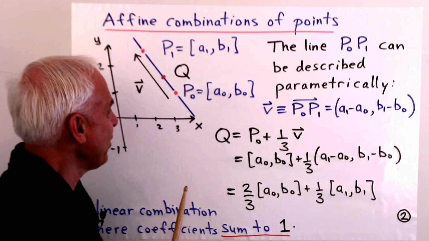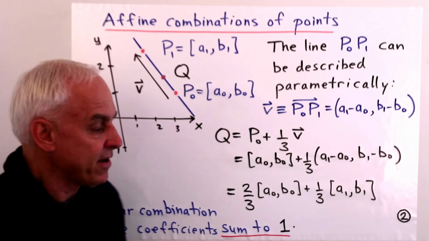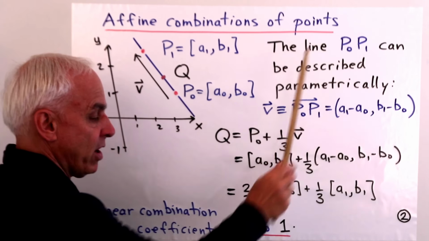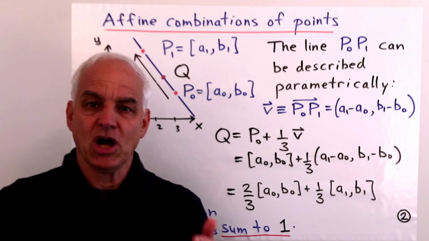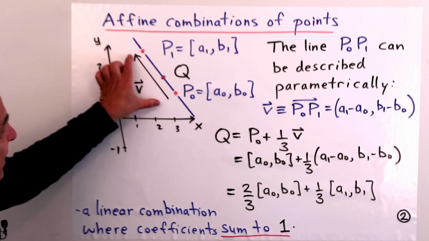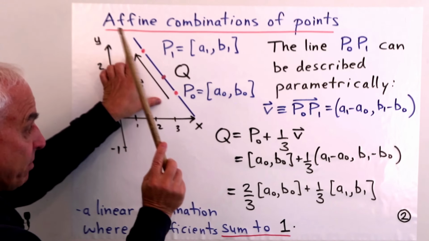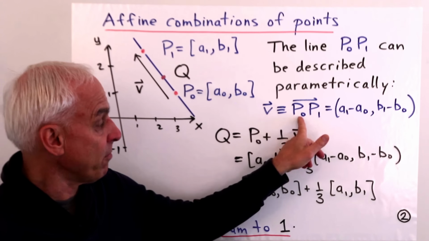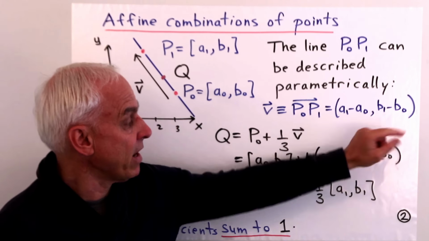So let me remind you that if you have two affine points, P0 and P1, then the line joining them, which we usually denote P0 P1, just the product like that, that line can be described parametrically by adopting a vector kind of point of view. And the critical thing is to think about the vector v that joins P0 P1. So if P0 has coordinates A0, B0, and P1 has coordinates A1, B1, then the vector v from P0 to P1 is the difference A1 minus A0, comma B1 minus B0.